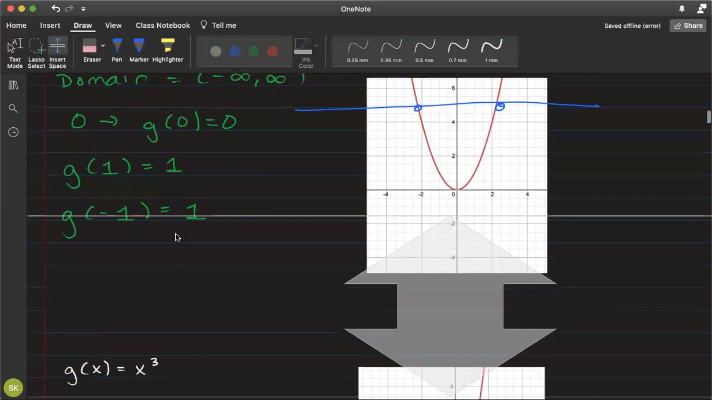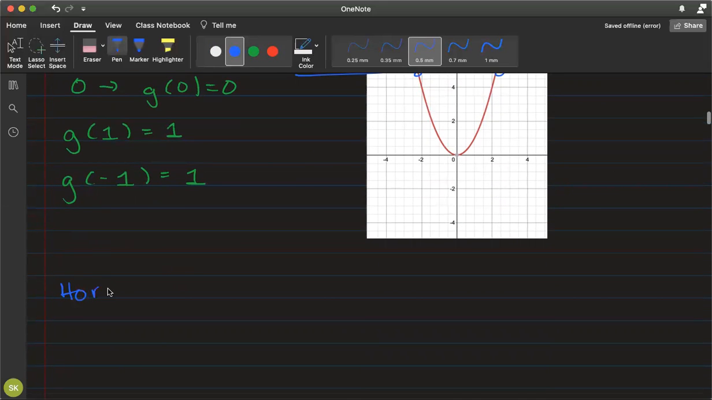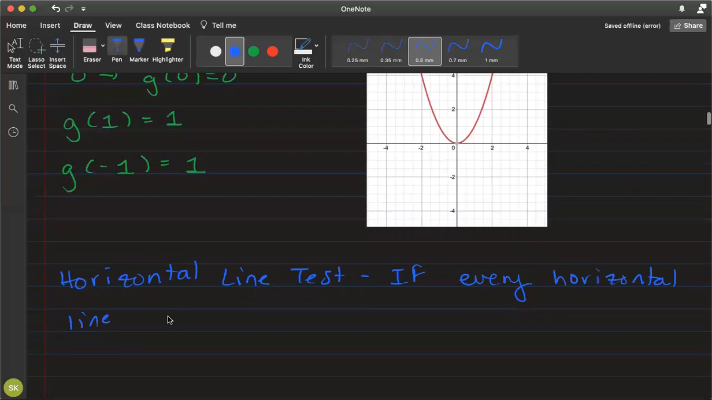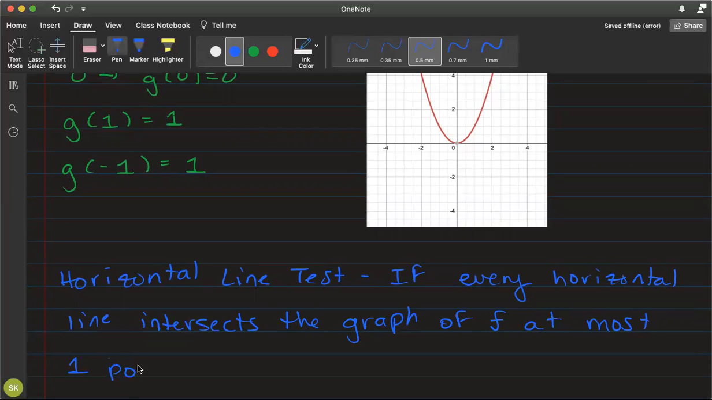Put it right here. So the horizontal line test says, if every horizontal line intersects the graph of f at most one time, or at most 1 point, then f is 1 to 1.